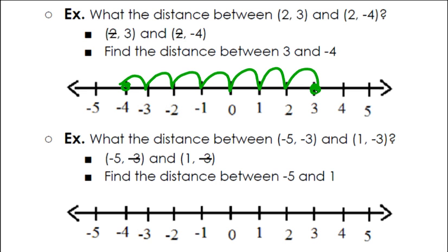Who's got it? 6. Distance between -5 and +1 is 6. So -5, +1. Count each of those spaces in between. We're going up 6. Okay? Any questions?